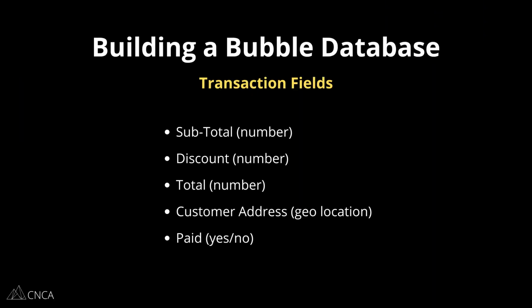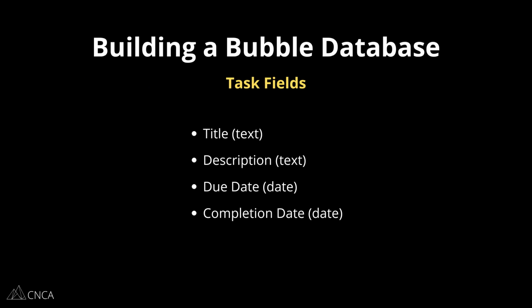Here are some other fields we might add to the transaction data type. Subtotal, discounts, and totals would all be number fields. Maybe a customer address field set up as a geographic location if the transaction is related to, let's say, a shipment. You could have a yes/no field called paid to very simply indicate whether the transaction is still pending or not. And what about fields for the project management app? The task data type could have fields for title, description, due date, completion date.